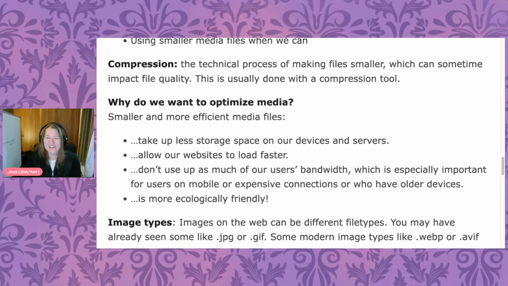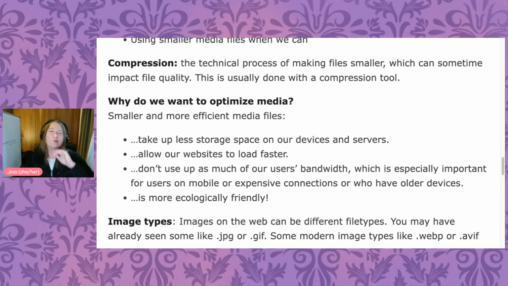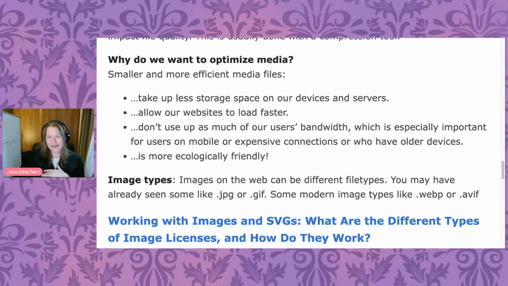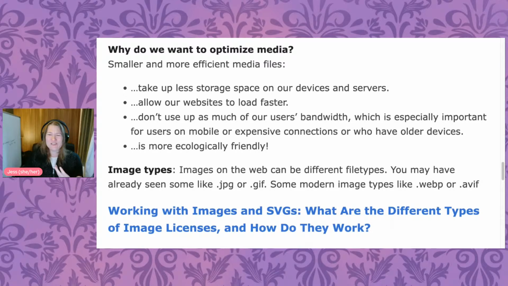So we've talked about why we want to optimize that media. I feel okay, yeah. And image types. Different types of images can display pretty much the same image, but can be bigger or smaller. You might have already seen some file types like JPEG, .jpg, or GIF.